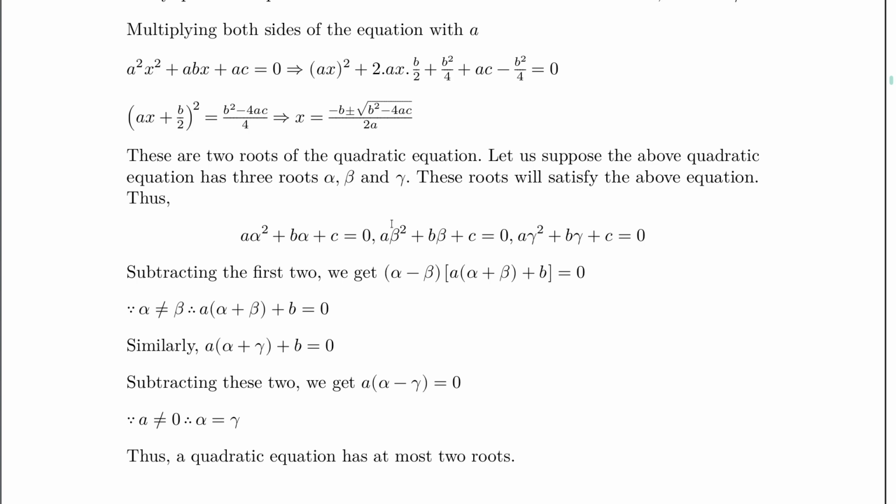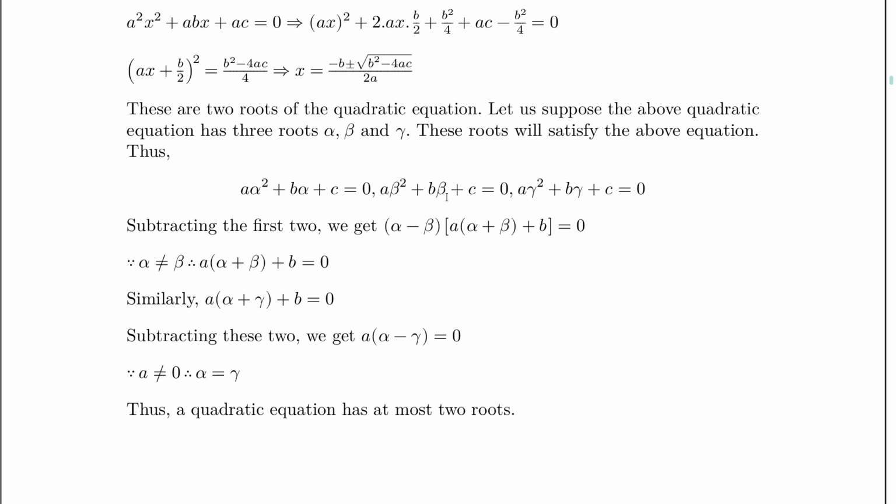Now we subtract the first two. So c will get cancelled and we will have (alpha minus beta) into (a into (alpha plus beta) plus b) is equal to 0. Now, because we have different roots, alpha minus beta is not equal to 0. If all the roots are the same, what is the point? These are different roots, so alpha is not equal to beta. In that case, we have a into (alpha plus beta) plus b is equal to 0, because the other term is not equal to 0.